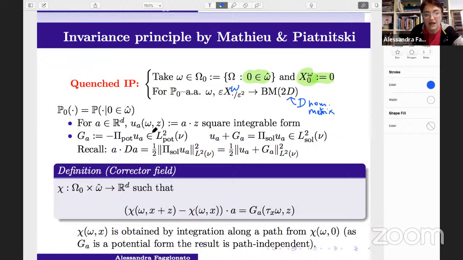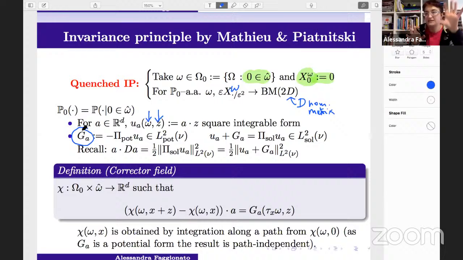Okay. Now recall that I had introduced, at the end, I discussed them, some elementary square integrable forms. So given a in R^d, I introduce U_a, a form, so a function of the environment omega and of the jump z, given by a scalar product with z. So these are vectors in R^d, I take the scalar product. So this is a square integrable form.